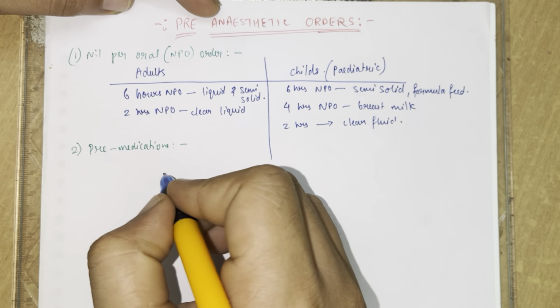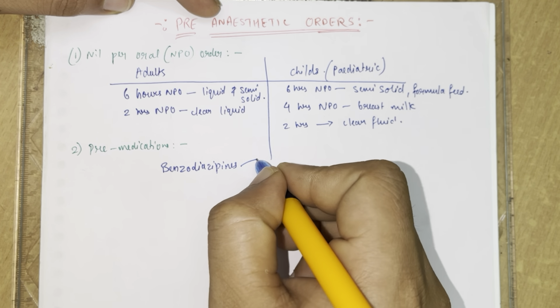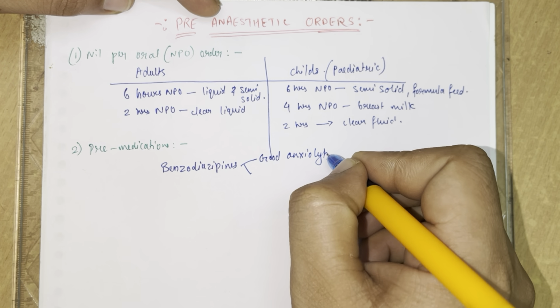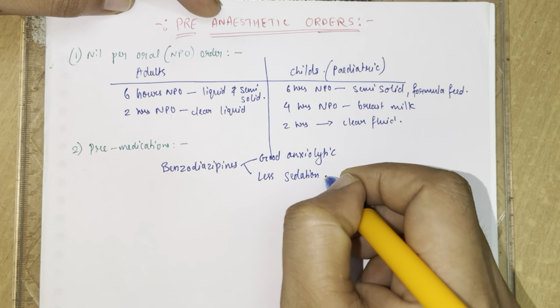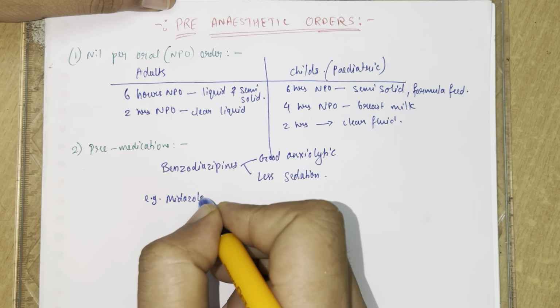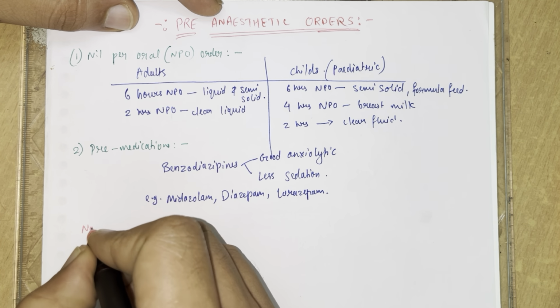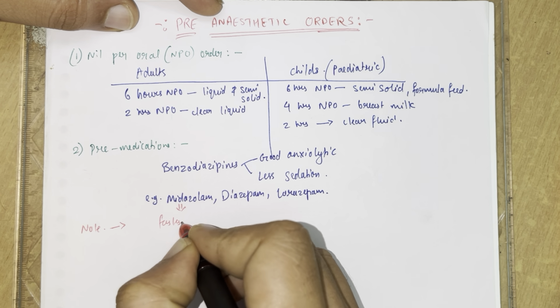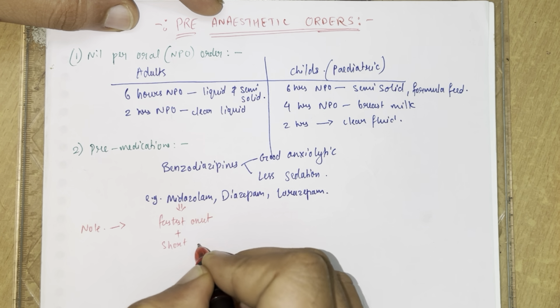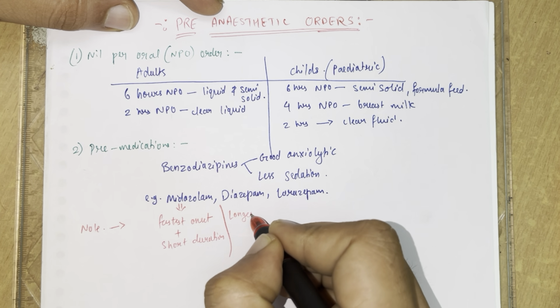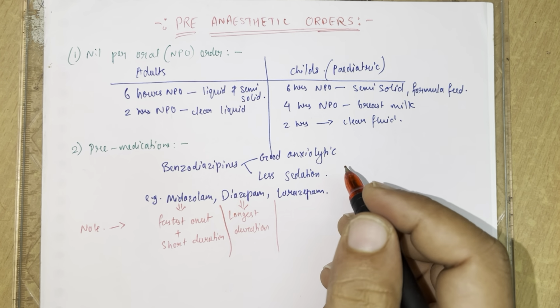Now we talk about the pre-medications. In pre-medications, we give benzodiazepines, and we prefer those benzodiazepines which have a good anxiolytic property and less sedation effect. Examples of these benzodiazepines are midazolam, diazepam, and lorazepam. Here we have to note that midazolam has the fastest onset and the shortest duration of action, while diazepam has the longest duration of action.